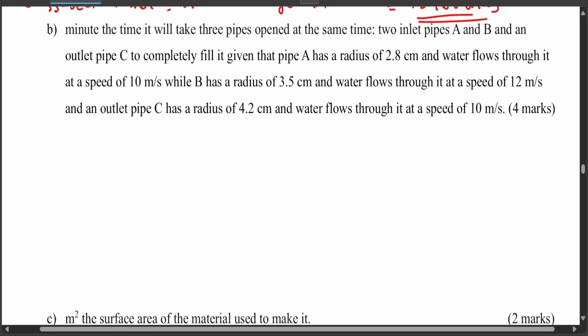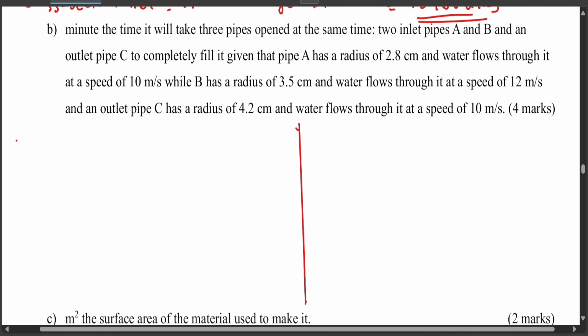Now the second question tells us to find the time it will take 3 pipes open at the same time, 2 inlet pipes A and B and an outlet pipe C, to completely fill in, given that pipe A has a radius of 2.8 centimeters and water flows through it at a speed of 10 meters per second, while B has a radius of 3.5 centimeters and water flows through it at a speed of 12 meters per second, and an outlet pipe C has a radius of 4.2 centimeters and water flows through it at a speed of 10 meters per second.